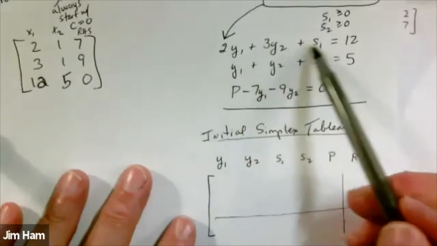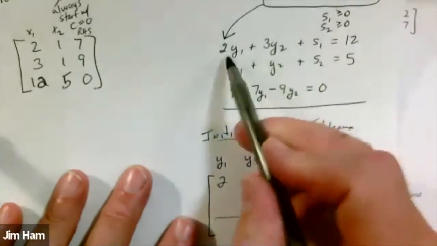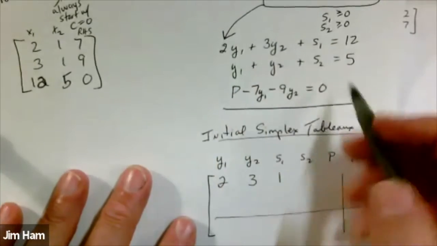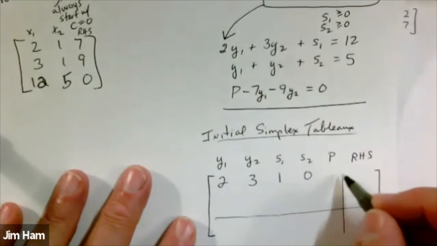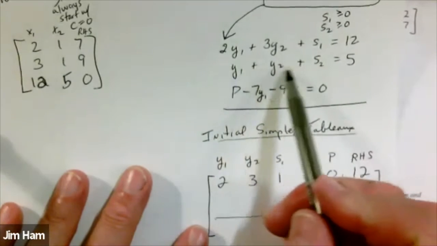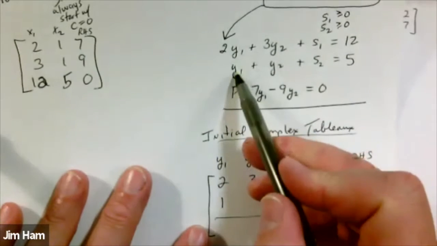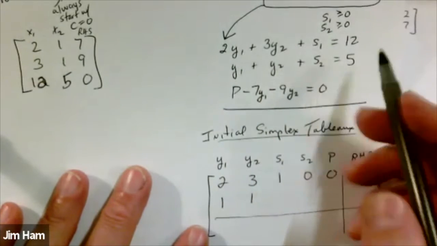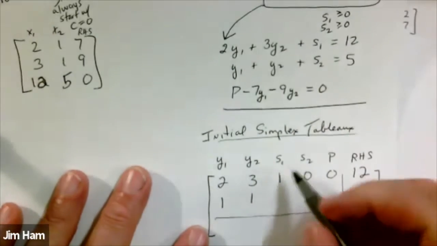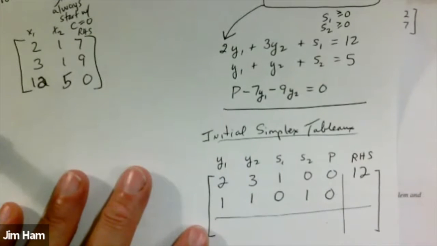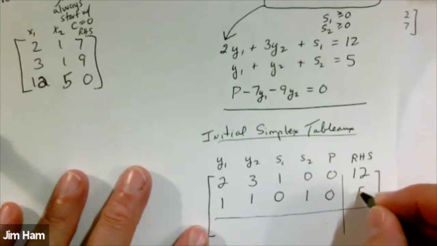So picking out the coefficients of the first equation, I have 2 and 3 and 1 S1. There is no S2, there is no P, and on the right-hand side we have 12. The second slack equation, we have 1y1 plus 1y2. We do have a 1s2, that's here, but we don't have an s1 and we don't have a p variable in that second equation. And the right-hand side is 5.